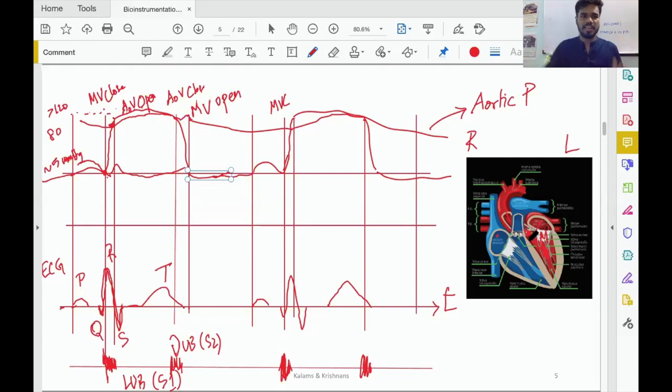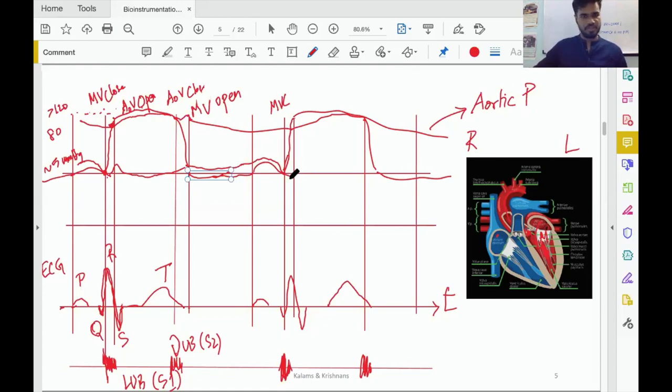Then as it relaxes, the atrial pressure starts getting higher. So we have this curve. Atrial pressure remains higher. When does it go below again? Can someone please answer? At this point, what is this point? Mitral valve closure. Okay. When it goes below the left chamber pressure due to the left chamber's activity, that's when the mitral valve closes for the next cycle.